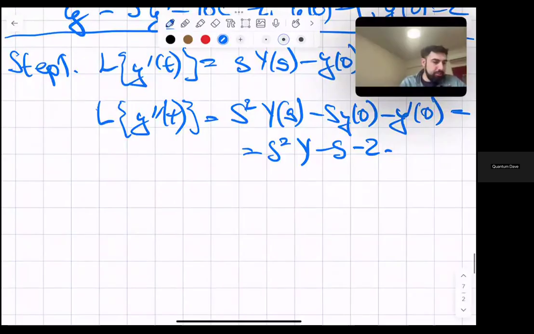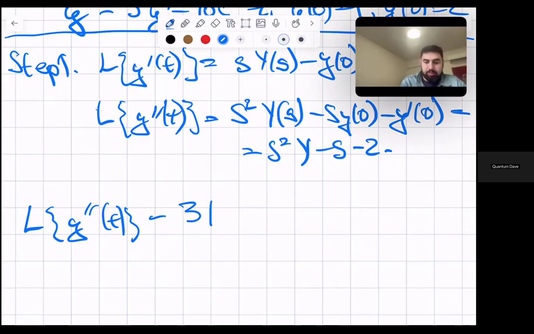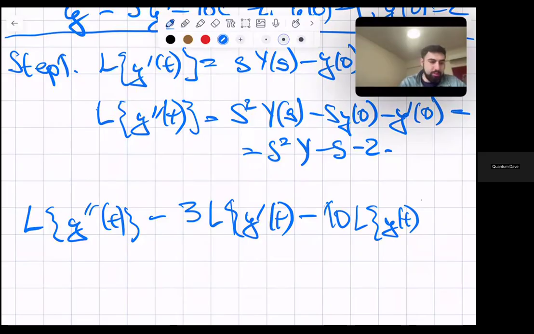So now we have to implement this in the following way. So we apply Laplace transform on the first term and a second term minus, so 10 times Laplace transform of just a variable equals Laplace transform of 2, right?